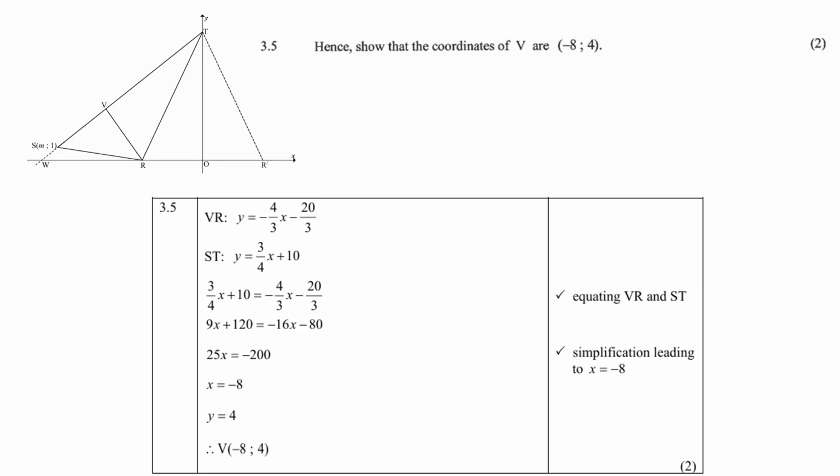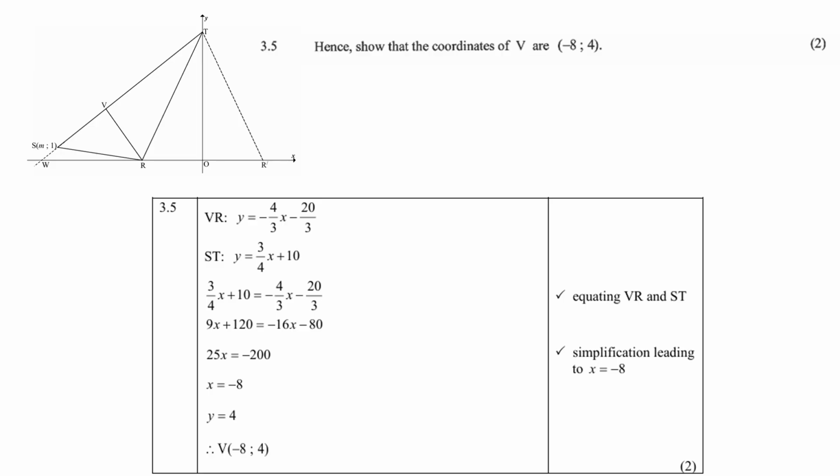So let's start with the equation of VR, which we already know is -4/3 x minus 20/3. Then the equation of ST, we already know that m is 3/4 and that the y-intercept is 10. So ST's equation is y equals 3/4 x plus 10. So then we equate the two equations because we must find V. V is where the two equations are equal.